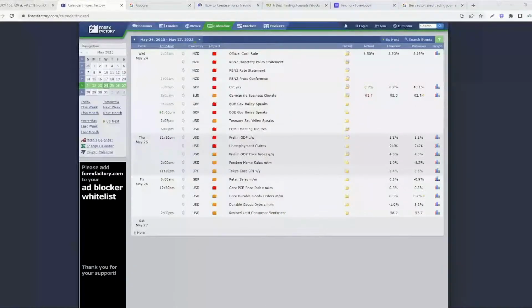Okay, there's a question from Galaxy. Can you explain again the setup of the calendar? Yeah, of course, for sure.